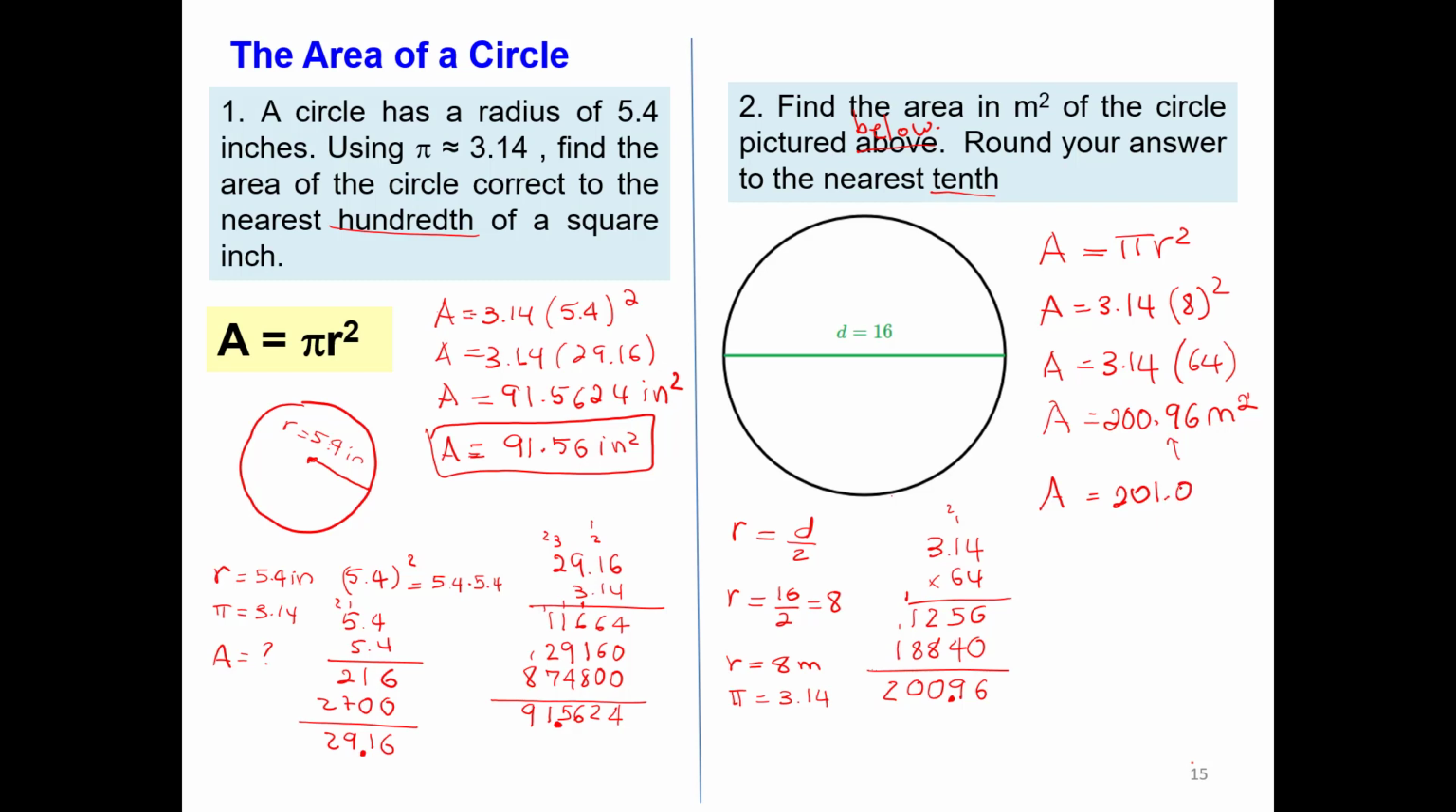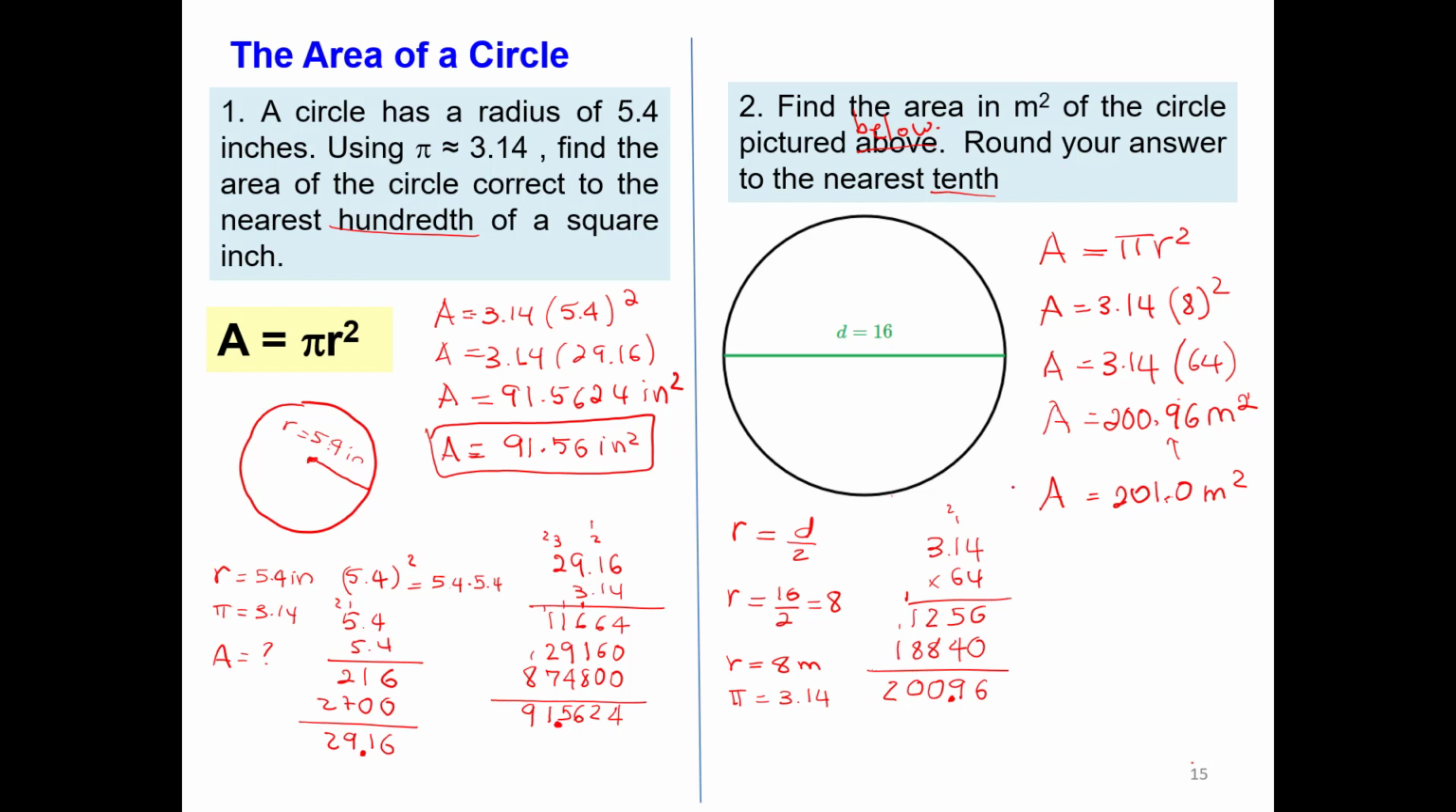Here will be 0 meter square. And we need to add 1 unit because if this is greater than 5, it will be 10. Yes, but we cannot write 10 here. What we can do is add 1 unit to the ones, and here we will write 7. Then the answer will be 201.